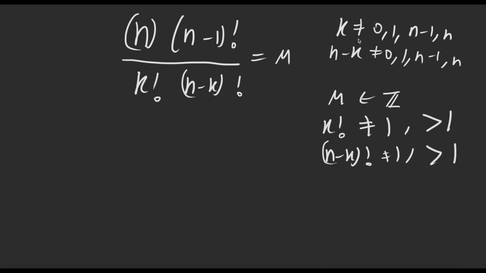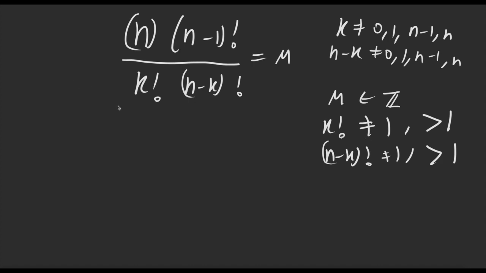And because of this, we can see that k factorial is not equal to 1 and n minus k factorial is not equal to 1. And by the properties of factorial for natural numbers, where 1 is the lowest possible value of factorial of a natural number, we have k factorial is a natural number greater than 1 and n minus k factorial is a natural number greater than 1.